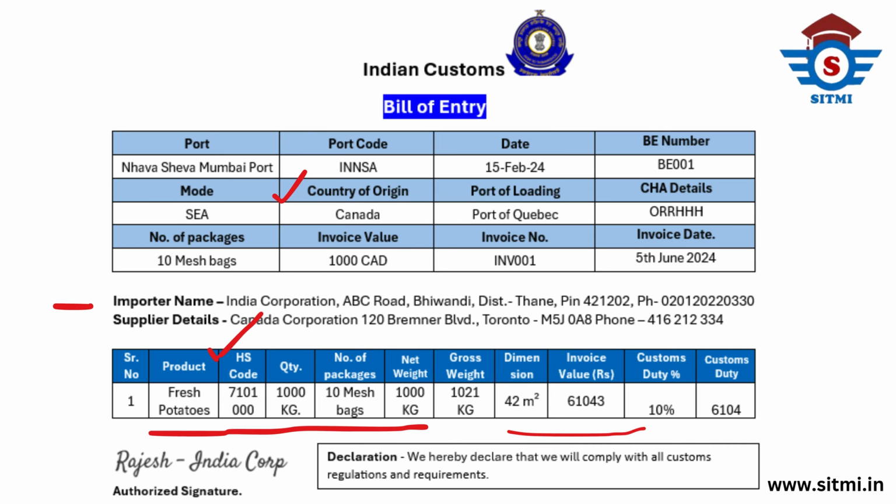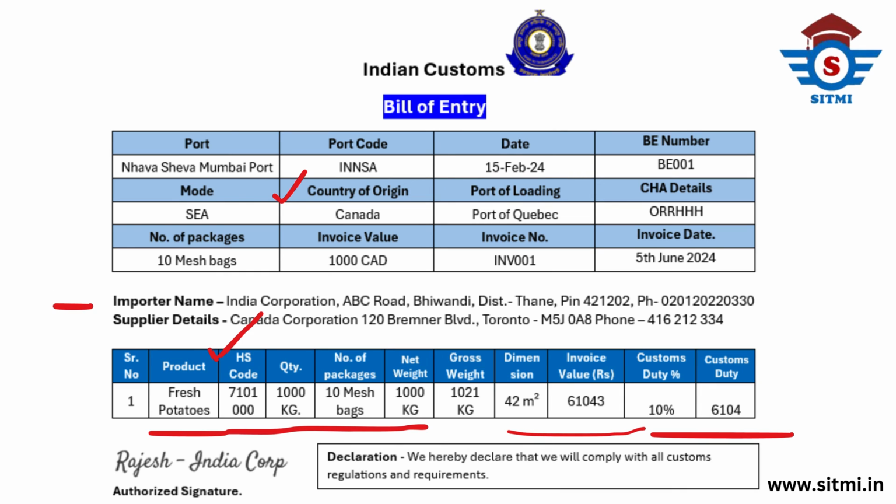The fifth point is customs tariff classification. The bill of entry includes the customs tariff classification code or harmonized system code, which is the HS code, for the imported goods. Now, this code is used to categorize goods for customs clearance and to determine applicable duties and taxes. The next, sixth point is declaration of customs duties and taxes. It declares any customs duties, taxes or other charges payable on the imported goods. Now, this information is used by customs authorities to assess and collect the appropriate duties and taxes from the importer.